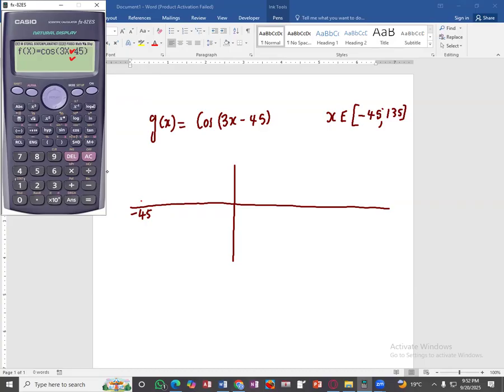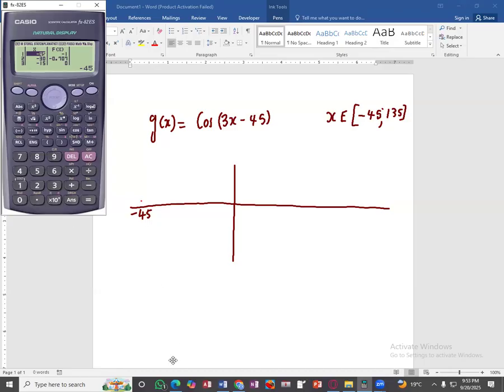Okay, let me do this. Yes, 3x minus 45. Then you say equals to, where do we start? Negative 45. Where do we end? 135. What is our step? 15. Always use the step of 15. Yes. Wow. You now have all the information actually from negative 45 to 135.